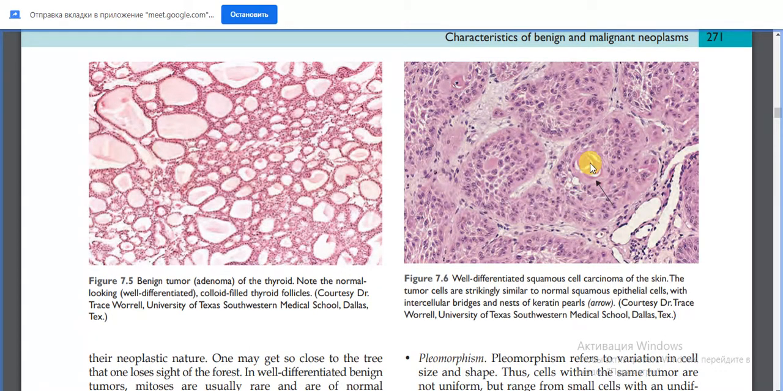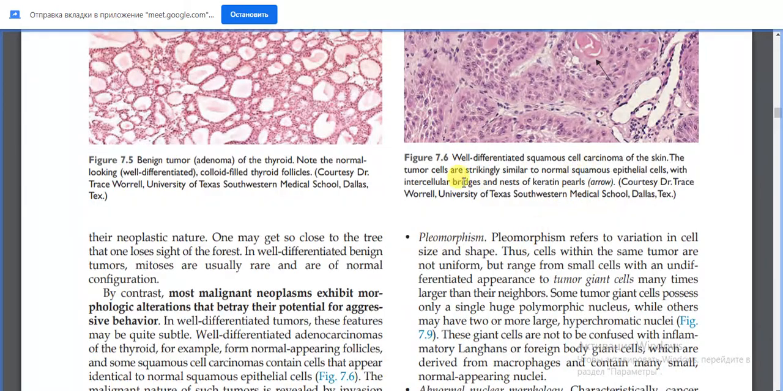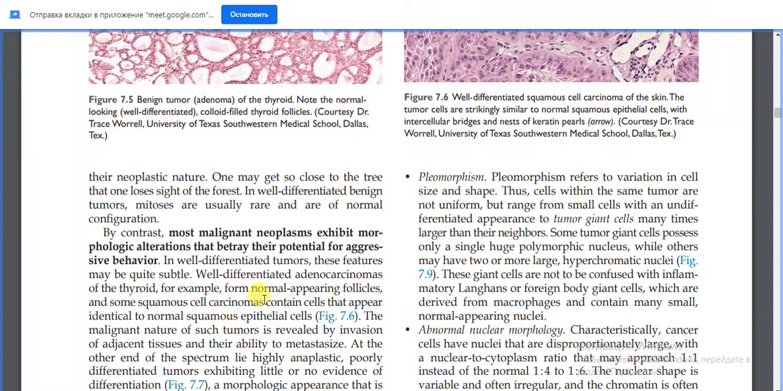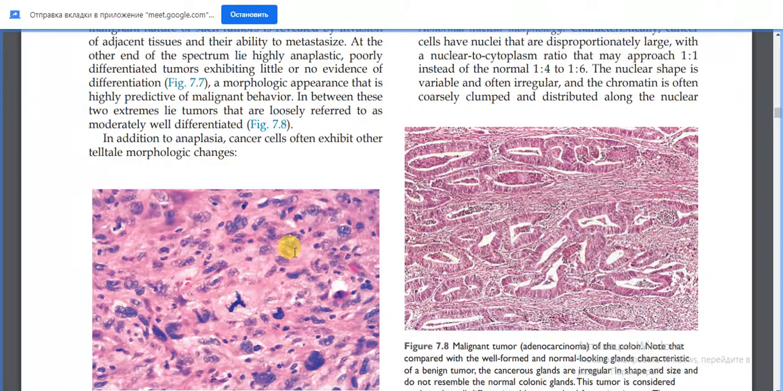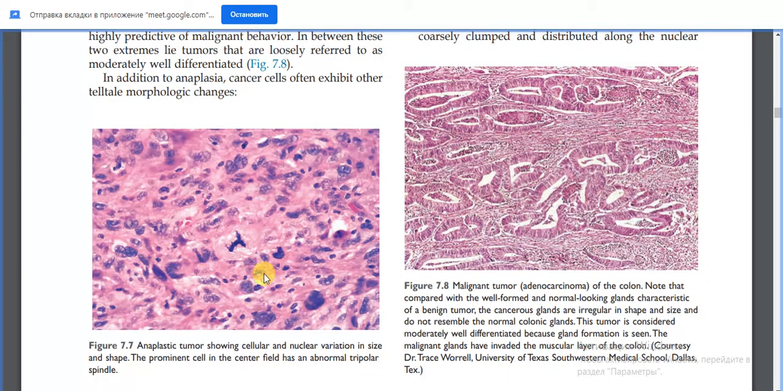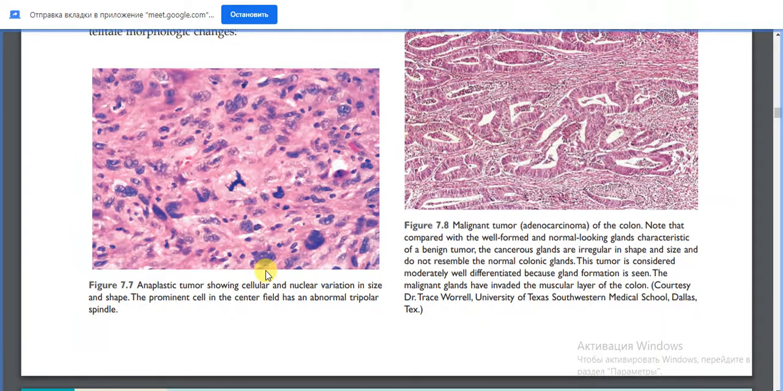So you see it's abnormal, but the cells are still differentiated. Cells are distinguishable from each other, and the features of epithelial cells are preserved. That's why it's named well differentiated. And usually most malignant cells undergo the process known as dysplasia and then anaplasia.